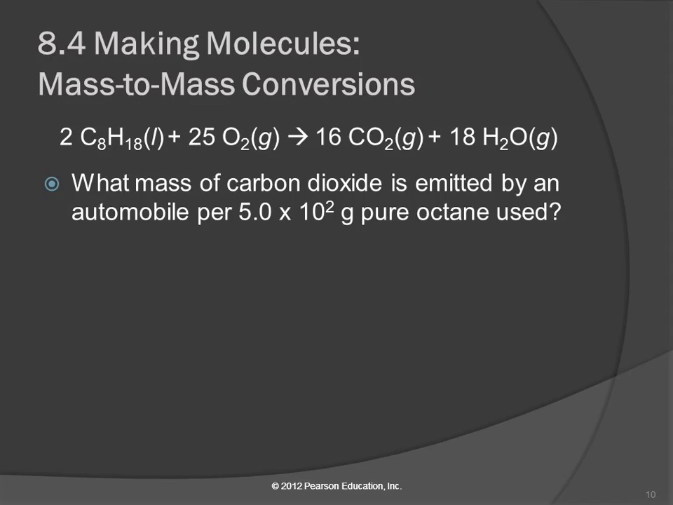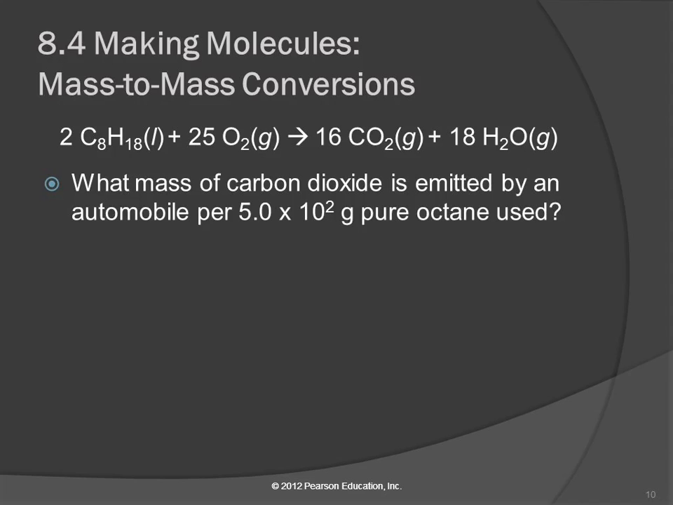So here we have octane burning in a car, and in the engine it's supposed to be burning, and it's making carbon dioxide and water. What mass of carbon dioxide is emitted for every 5 times 10 to the 2 grams of octane? So here's a mass of a reactant, and we want a mass of a product.